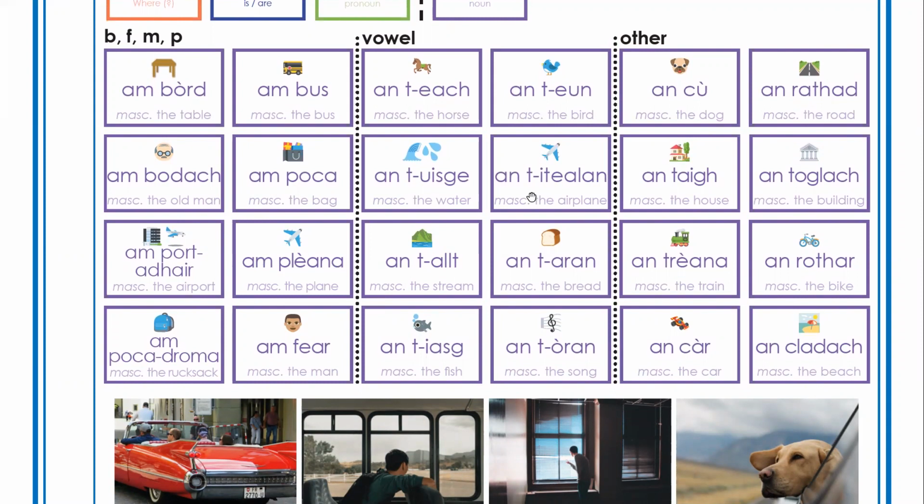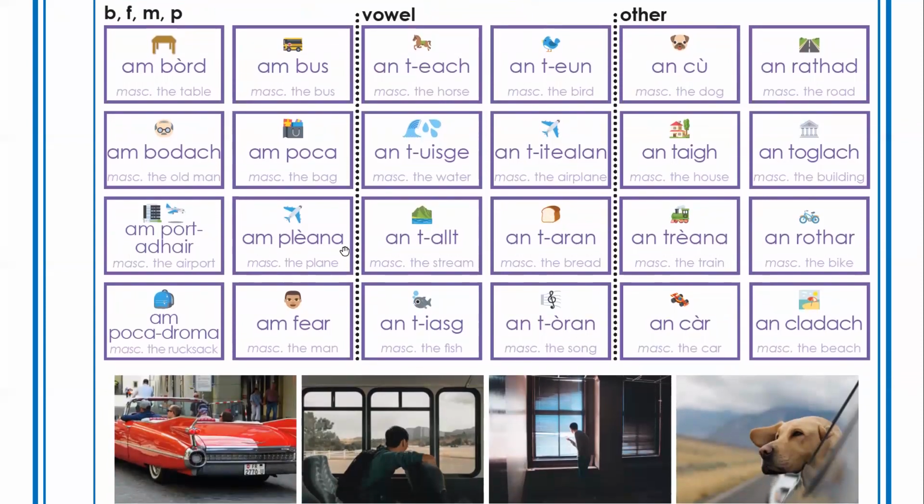Plane, we'll see here, you can also say itealan. And both of these words are used, and it's not exclusive that somebody always uses plana and somebody always uses itealan. You can mix and match. You will hear both. And am plana. So poca, we saw. Here, am poca droma, the rucksack.